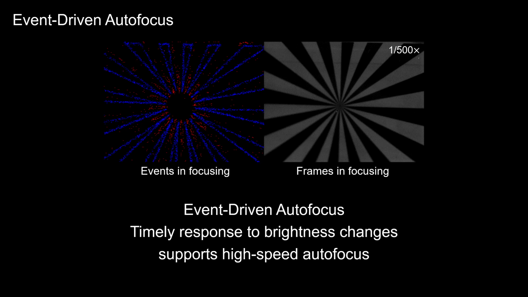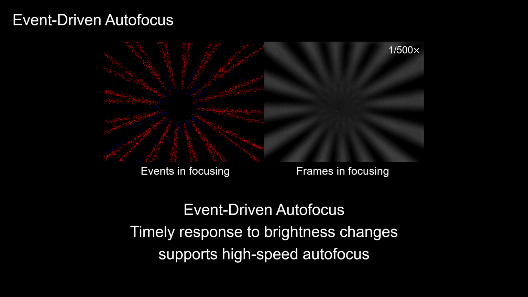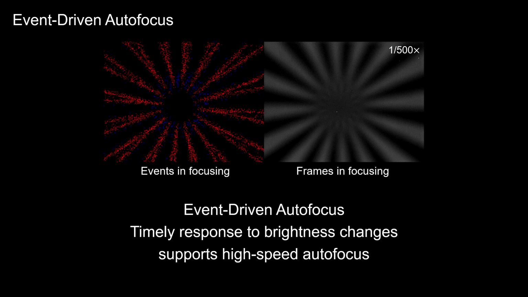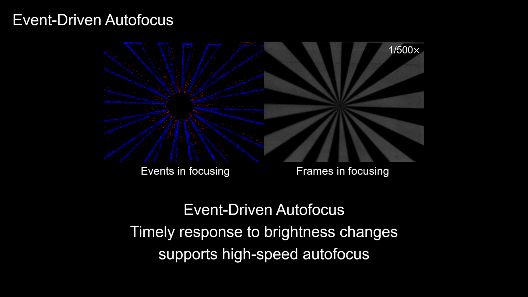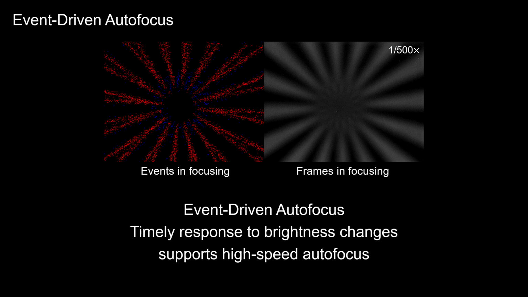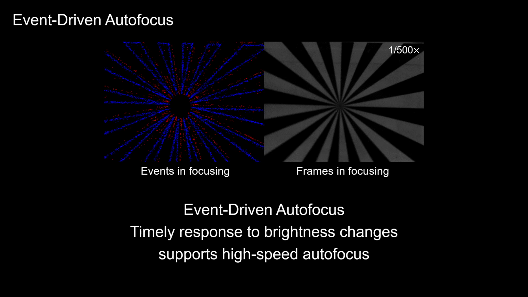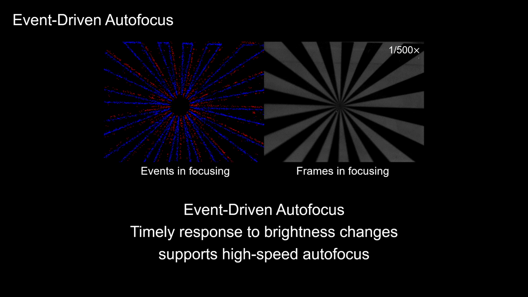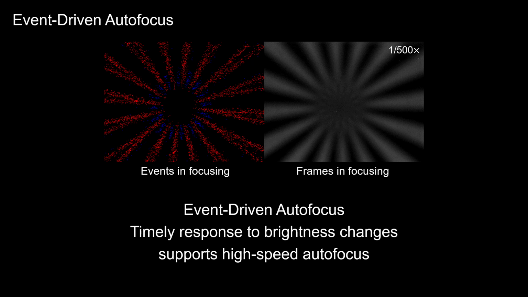Event cameras respond to brightness changes with extremely high temporal resolution, which makes them well-suited for high-speed autofocus in challenging scenes. However, unlike frame-based cameras, event cameras do not provide absolute intensity information. As a result, conventional contrast-based focus evaluation methods cannot be directly applied to determine the focus position.